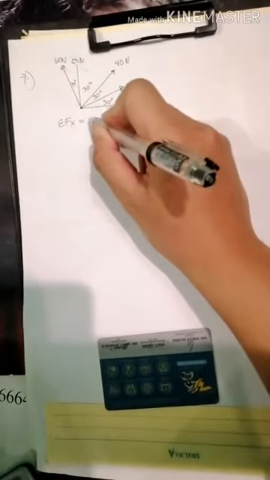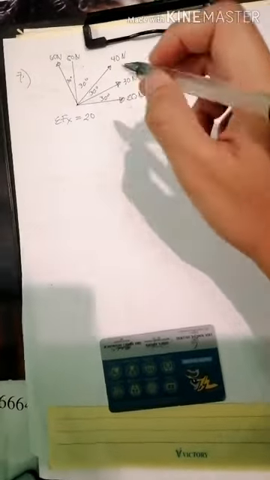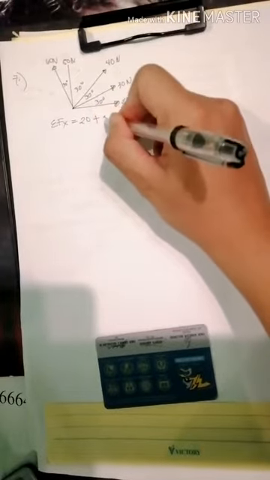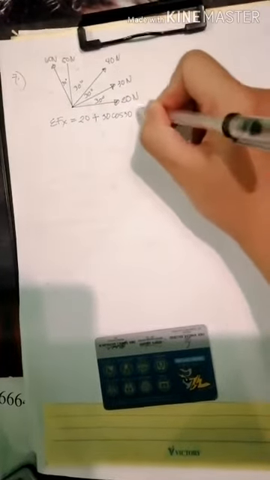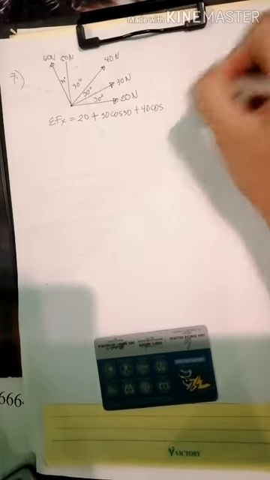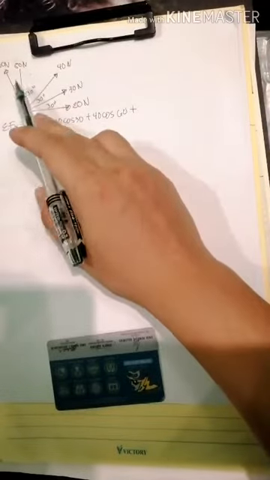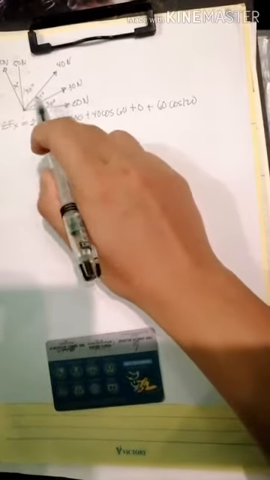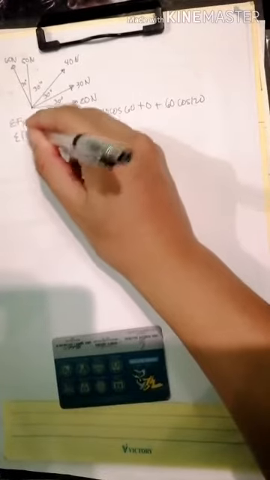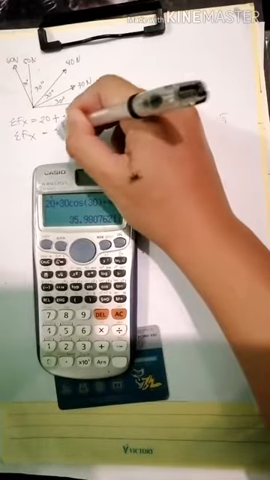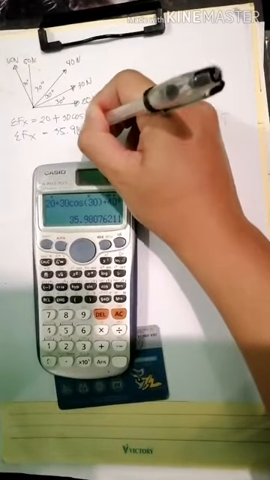So, 20 cosine 0 is 1. So, 20 na lang yan. 30 cosine 30 plus 40 cosine 60 plus 50 cosine 90 is 0 plus 60 cosine 120. Summation of x is equals to, the answer is 35.98 Newton.